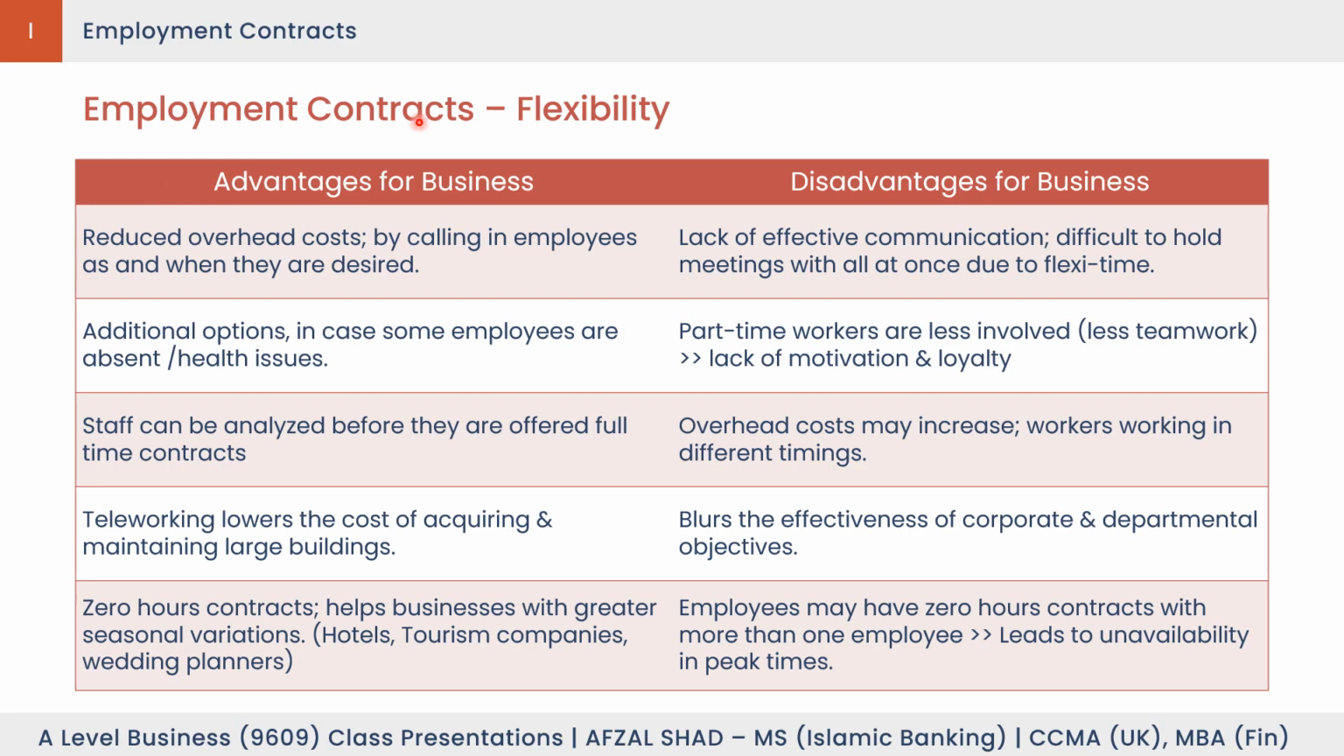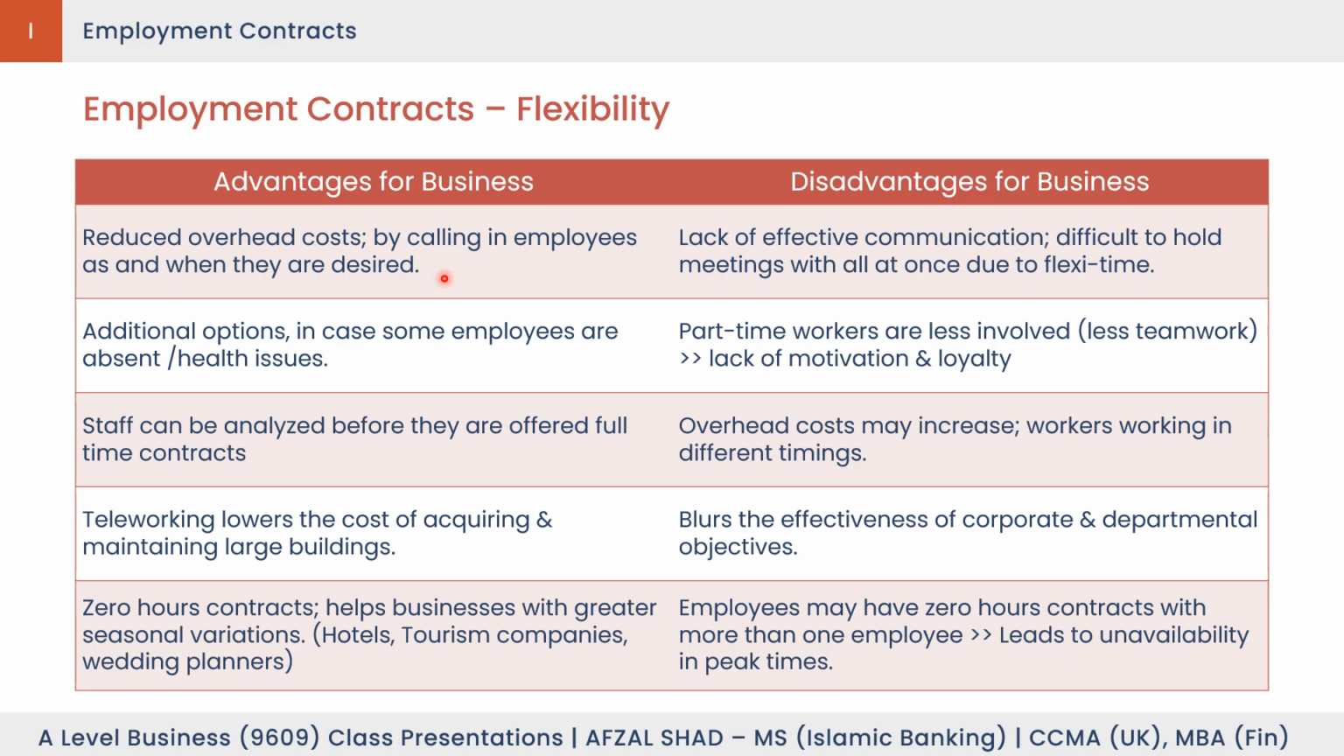Coming towards the employment contracts, what is the advantage to a business if there is flexibility in an employment contract, and what is the disadvantage for the business? Let's have a look at the first advantage. The first advantage is reduced overhead costs by calling in employees as and when they are desired. The technical word here is overhead costs. What are overhead costs? The fixed costs, like the cost of electricity, the cost of a building, etc. So if the employee is not called up when they are not desired, that means the company is also saving money.